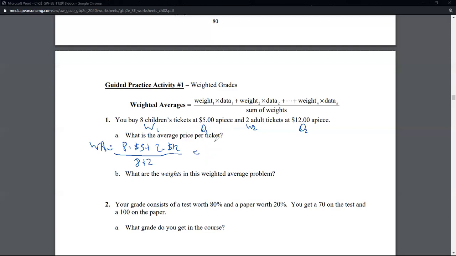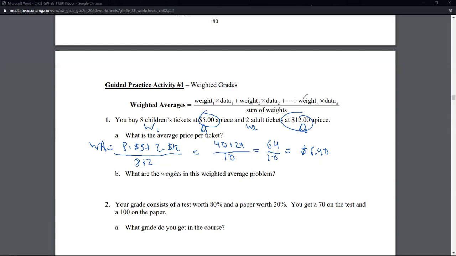Yes, 8 times 5 is still 40, 2 times 12 is still 24. See, the top actually doesn't change at all. The 40 plus the 24 is still going to be 64, but the bottom changes drastically to 10, and 64 divided by 10 is $6.40. And yes, that does make sense because this value is between the two different prices we're paying. $6.40 is between 5 and 12.